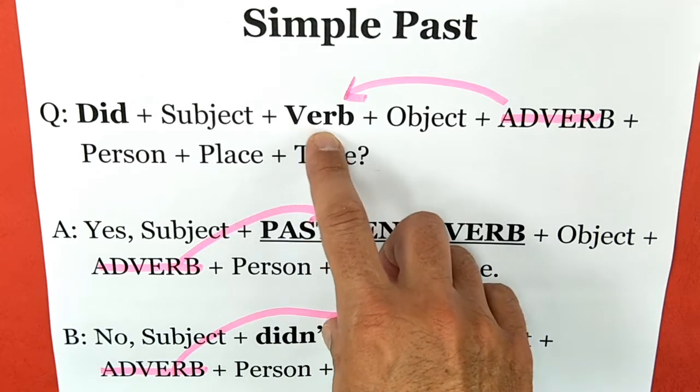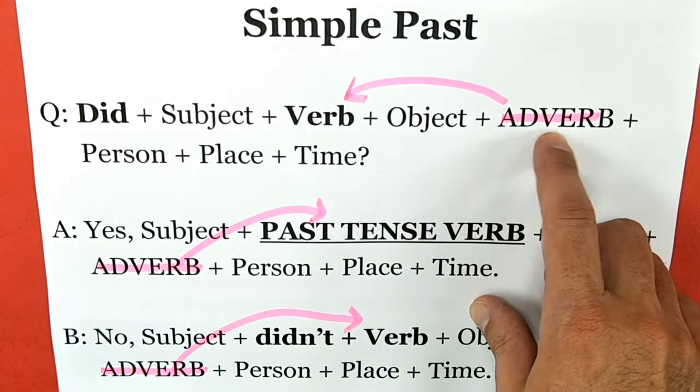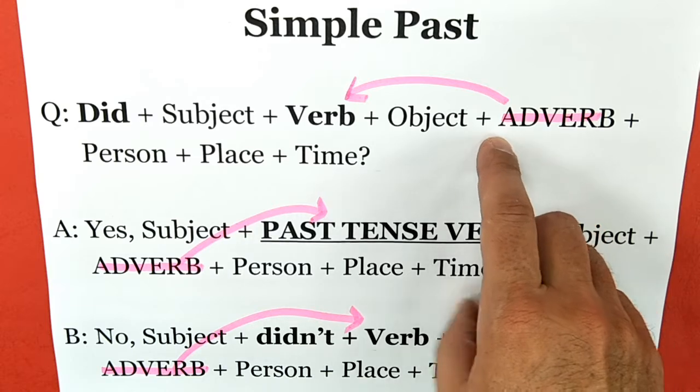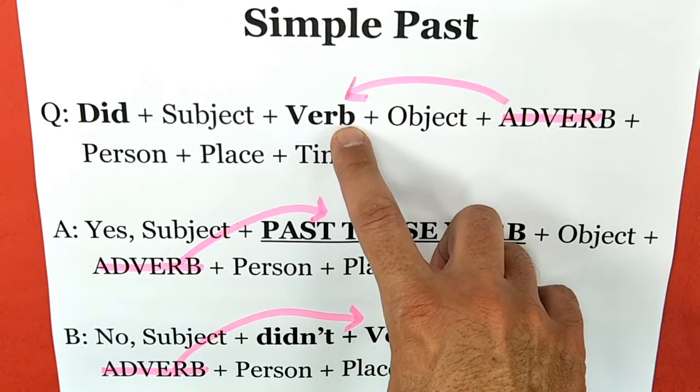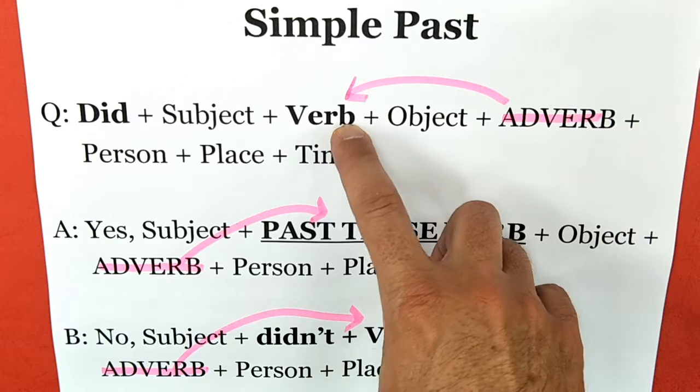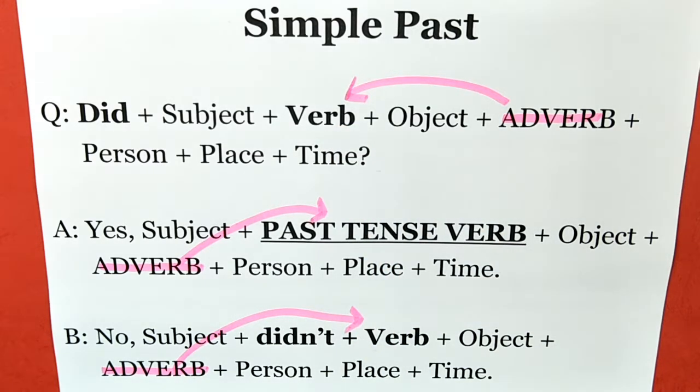Alright. In this homework we are going to be using an adverb. The adverb is going to describe how the verb happens or how the verb happened. Alright? It's very easy. It doesn't matter what the subject is. We always use did.